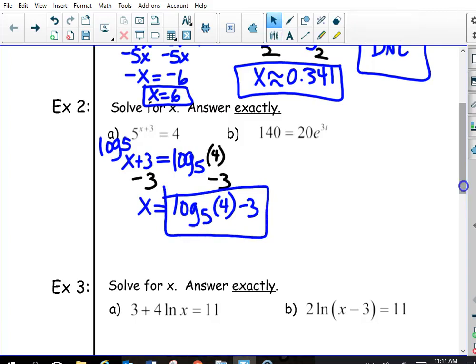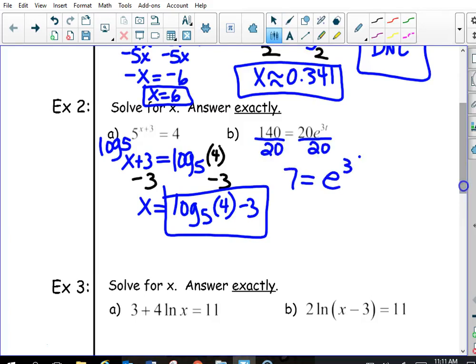Here, I need to isolate that exponent before I apply a log, so I need to get rid of that multiplication by 20. And 140 divided by 20 is the same as 14 divided by 2, so I get 7 equals e to the 3t. So we're going to apply natural log to both sides. And I'll just write this out because I want you to see how it cancels. So that cancels, and the 3t drops down. So I have ln 7 equals 3t.